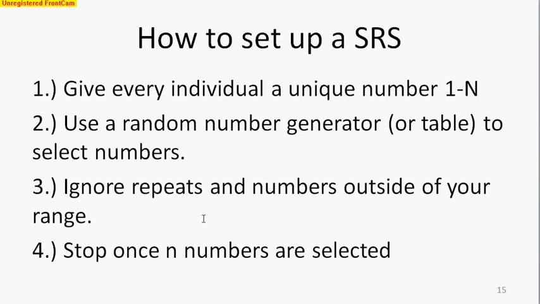So to select a random sample, you must give every individual a unique number, 1 through however big your population is. Then you're going to use a random number generator or a random number table to select the numbers. You do need to make sure that you ignore repeats, because if person 1326 is picked twice, well, they can't be picked twice. You got to make sure you say ignore repeats. And also, you have to make sure you ignore numbers outside of your range. As we just saw using a random number table, oftentimes numbers come up that nobody has. So you have to make sure you tell me to ignore those numbers. And then the final thing is, when do you stop? Make sure you tell me I'm going to stop once 40 unique different numbers have been selected. So that is the process to how to do a simple random sample.